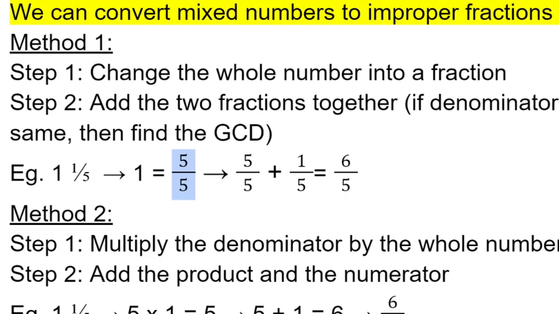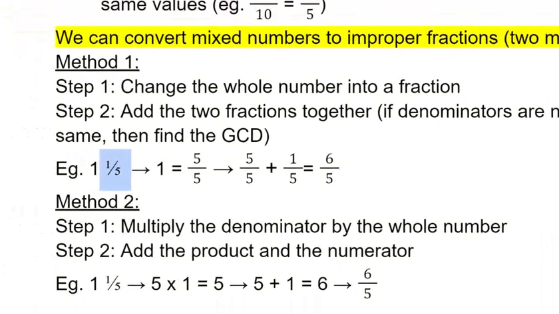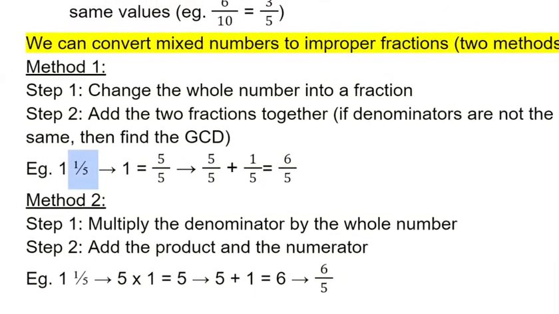And now we're going to add the 2 fractions together. So we're going to add 5/5 with 1/5. If the denominators are not the same, then we're going to find the greatest common denominator. The greatest common denominator is a number that both denominators can, I like to call it, agree upon, or basically become equal with. But in this case, the 2 denominators are the same. They're both 5, so now we can add them.